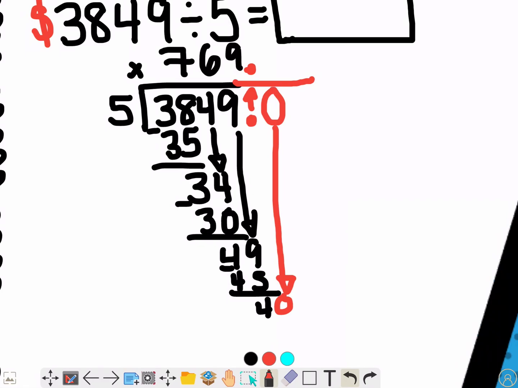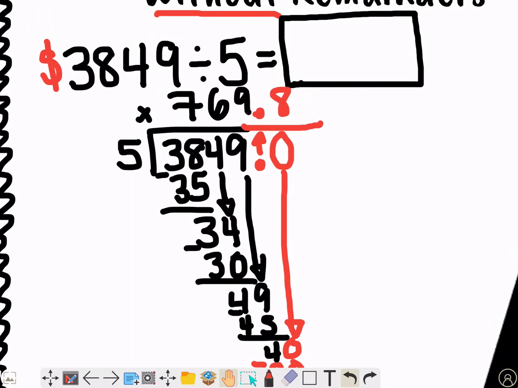Can 5 go into 40? That'll work out perfectly, because 5 can go into 40 8 times. And I have nothing left over, so I'm done. So if I was to think about this with money, if I have $3,849 and 5 people, each person gets $769 and 8 dimes, or 80 cents.